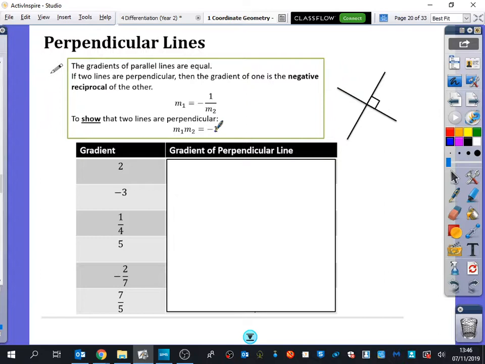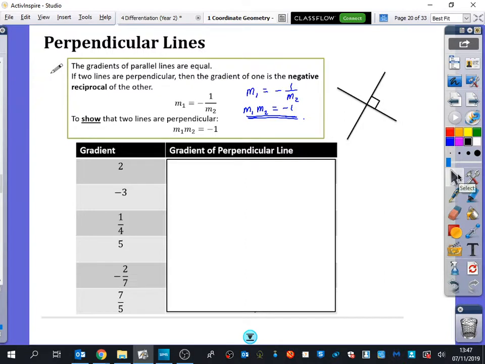Yeah, good. When you multiply two things that are reciprocals, you get 1, and because it's a negative, you get a negative. You can also see it if you rearrange this formula, where you have m1 equals -1 over m2: if you multiply both sides by m2, you get m1 m2 equals -1. So that's potentially new for some of you. We're going to really quickly go through these ones.